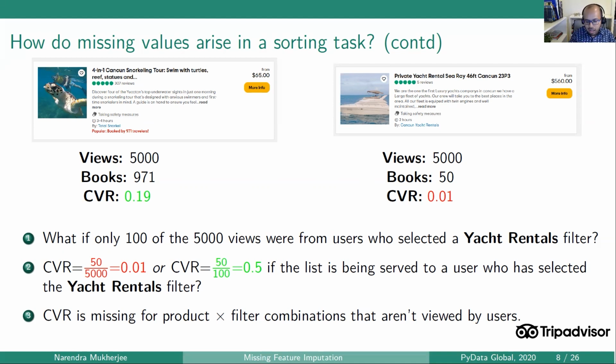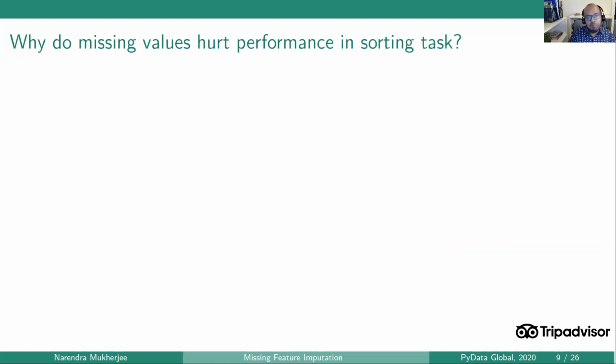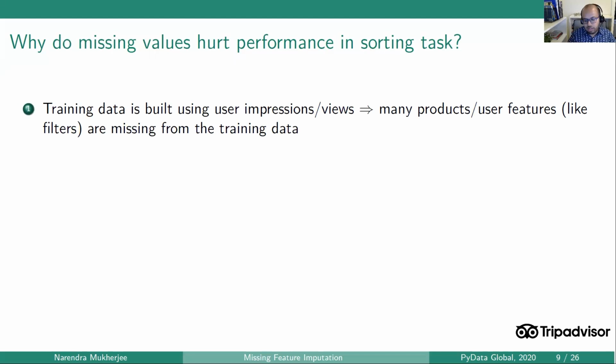So now that we understand how that happens, let's get into why missing values hurt performance in a sorting task. And that's the more important question. So how this happens is that training data in the sorting task, or actually in any other machine learning task that's built on user behavior on the website, the training data is built using user impressions or views. So you only have the products or filters in your training data set which the users have looked at. So many products or filters that the users don't use that often on the website might be missing from the training data, and that is fine.